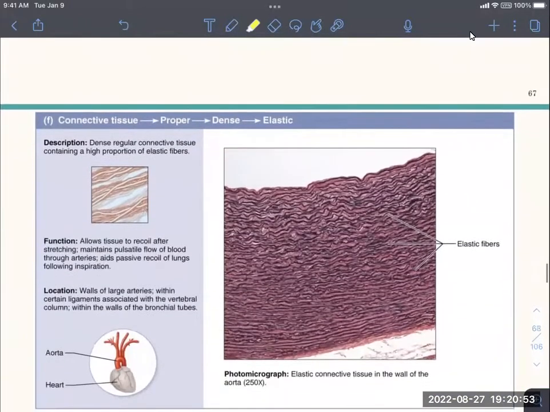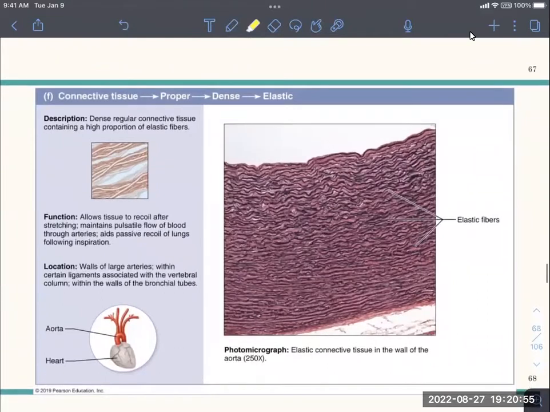Here's our example. This is our aorta. You see lots and lots of little elastic fibers lined up in rows. This allows this blood vessel to stretch and come back together, and stretch and come back together. Every time the heart pumps blood out of the heart into that aorta, those elastic fibers need to stretch. That aorta needs to stretch.